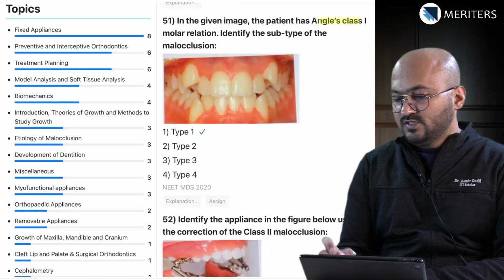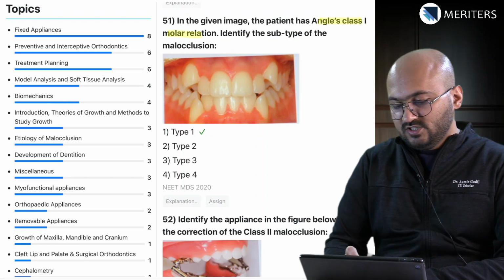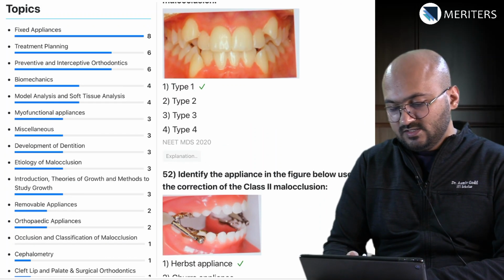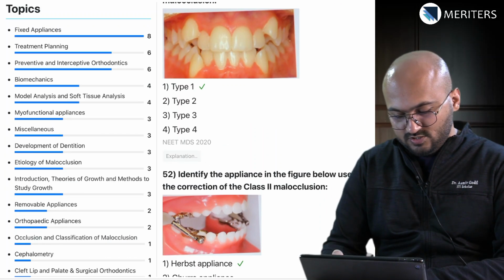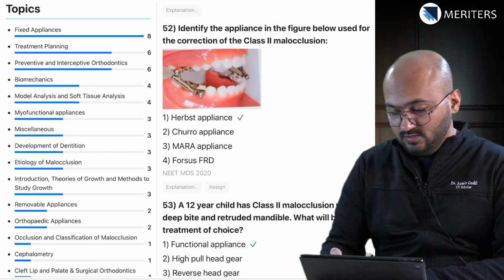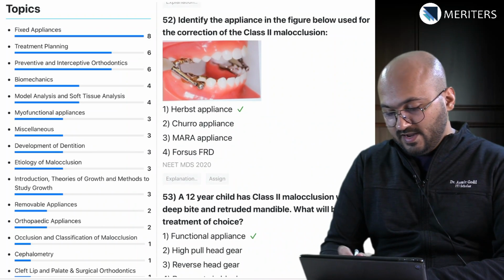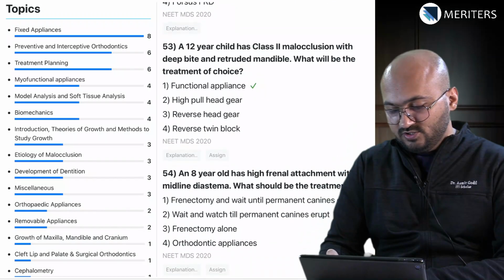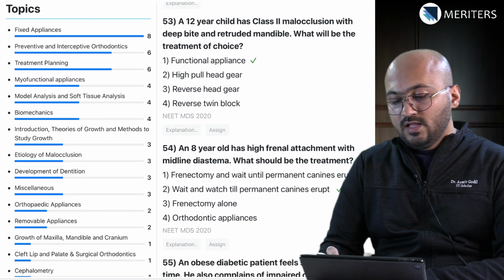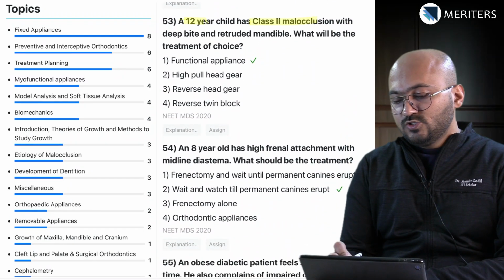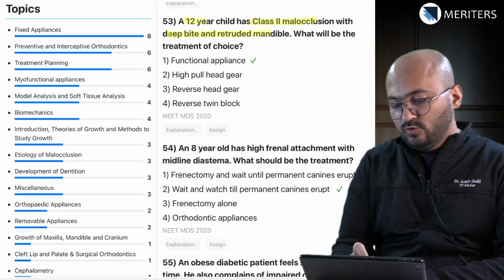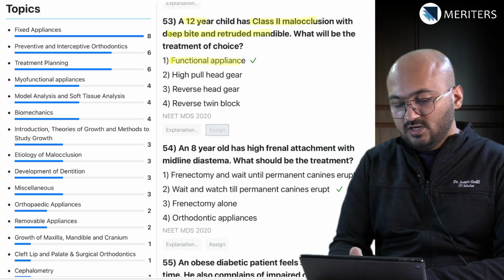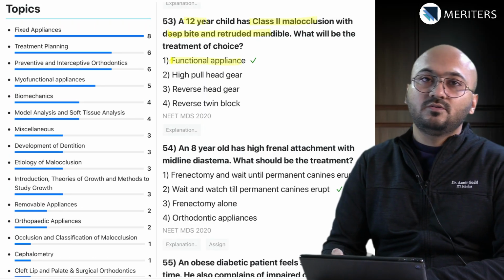Then in this image, patient has angles class 1 molar relation. Identify the subtype. So case based of types of malocclusion, classification of malocclusion. Then identify Herbst appliance, again a repeat question from myofunctional. Then a 12-year-old with class 2 malocclusion, deep bite and retruded mandible. You will give a functional appliance because it's a growing patient, so myofunctional.